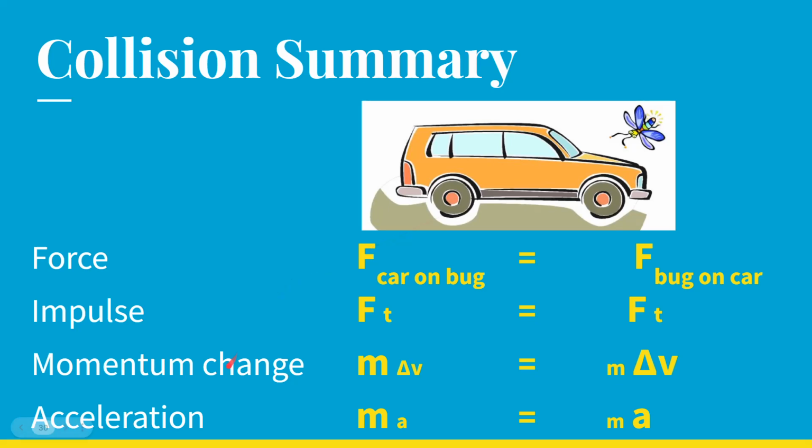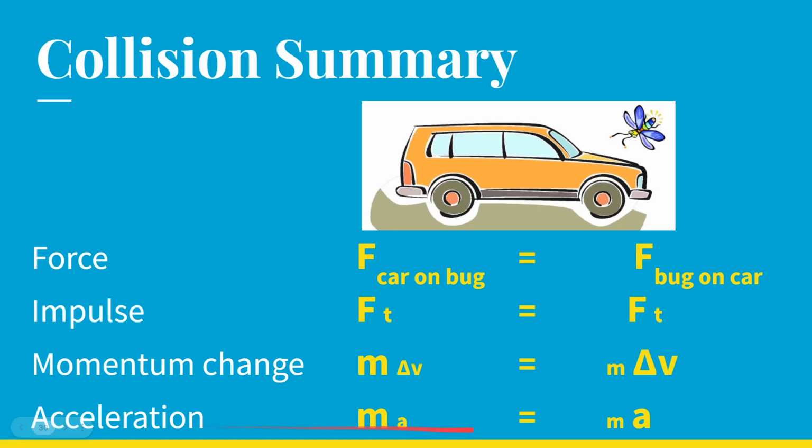The change in momentum is the same thing as impulse, so if my impulses are equal, so is my change in momentum. Change in momentum is mass times change in velocity. This car has a large mass, thus it must have a small change in velocity, whereas this bug has a small mass and thus it must have a large change in velocity, because these two have to be equal to each other. M times delta V for the bug has to equal M times delta V for the car. I have it up here as car equals bug, but same thing, these need to be equal. But my change in velocity isn't equal.